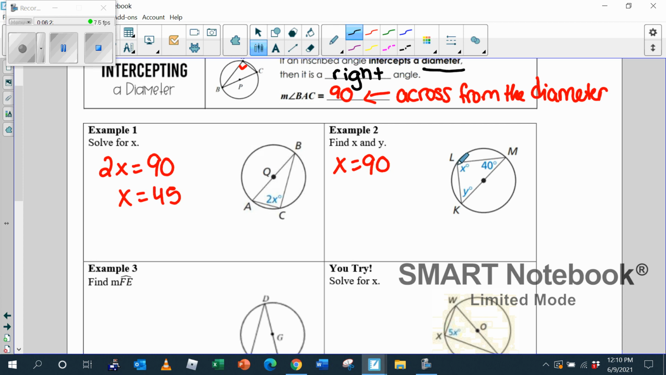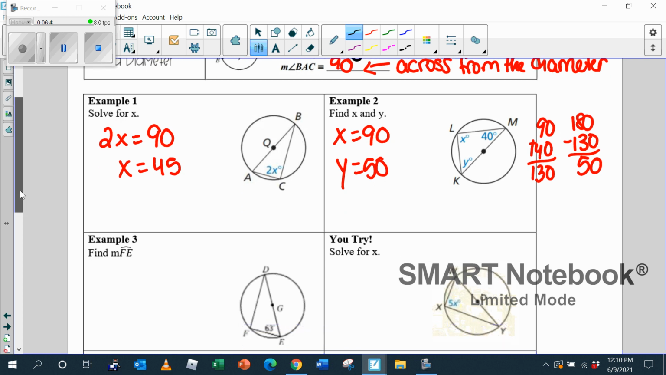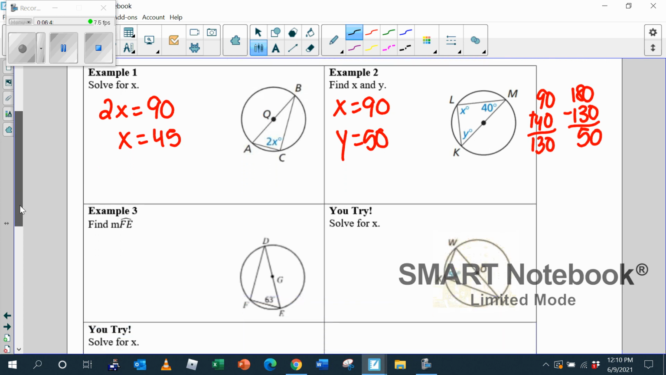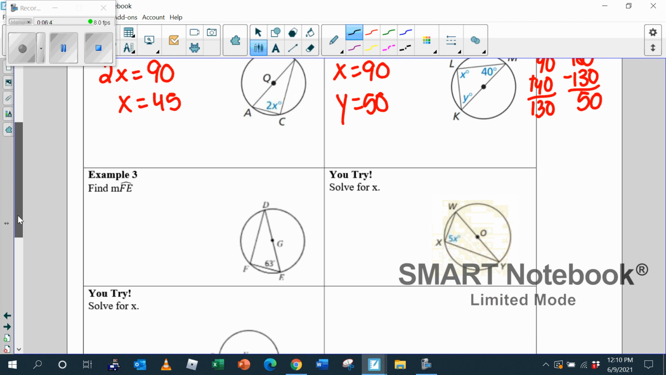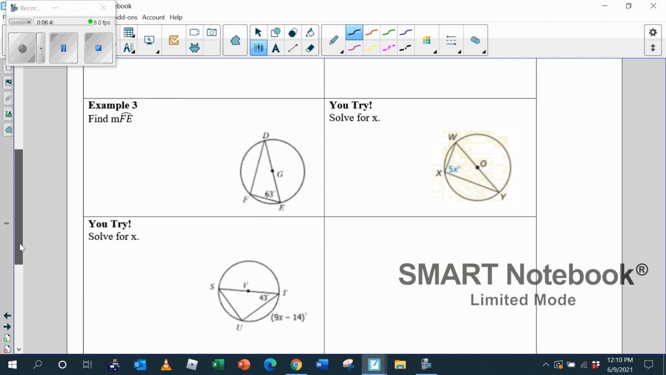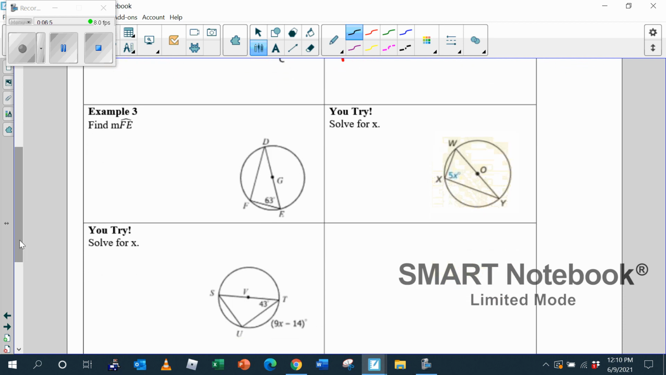And then look, you have your triangle. So let's do 90 plus 40 is 130. And we're going to subtract from 180 because that's how many degrees there are in an actual triangle, right? And we get 50. So Y is equal to 50. I'm going to go over this third example with you. You can do the first try after you pause it, and then I'll help you out with the next try. Okay, so take a look at example 3.